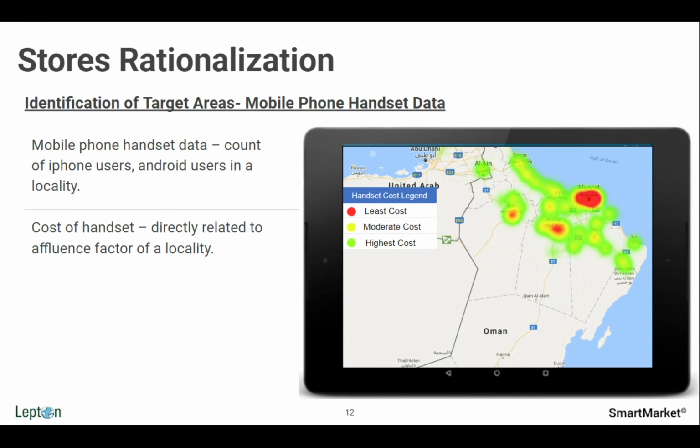As I mentioned earlier, if Britannia has a biscuit which is priced at 100 rupees, areas where handset cost is high mean affluence is high for that location. So these locations can be targeted by Britannia for the 100 rupee biscuit. And areas where handset cost is low, which is depicted in red on the maps interface, can be targeted by Britannia for a 20 rupee biscuit packet.